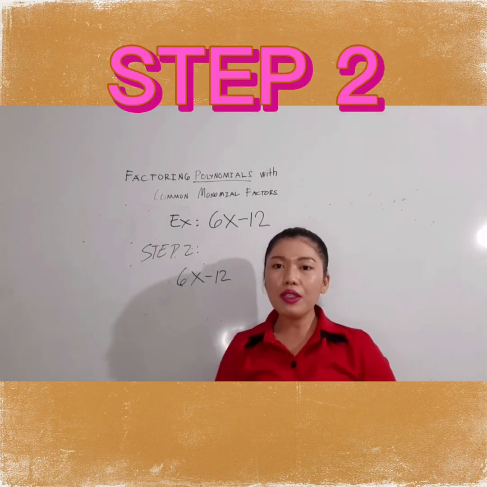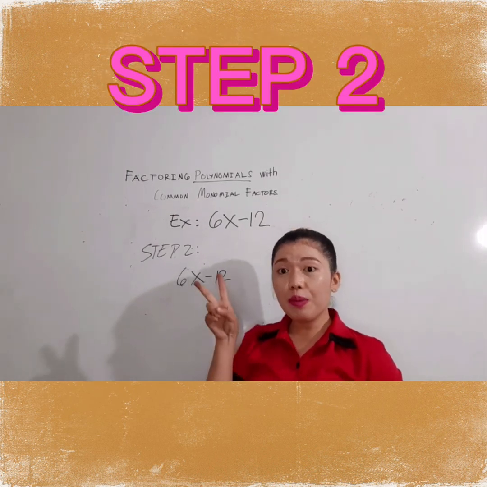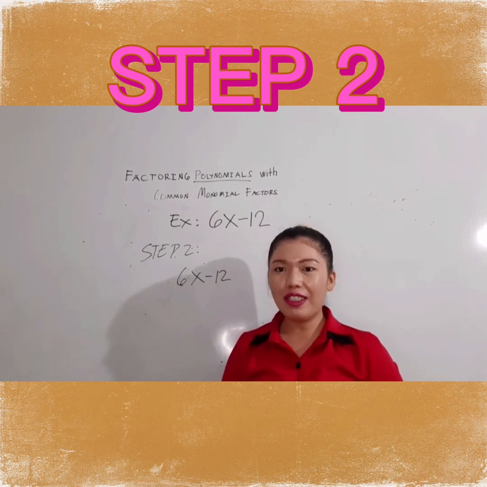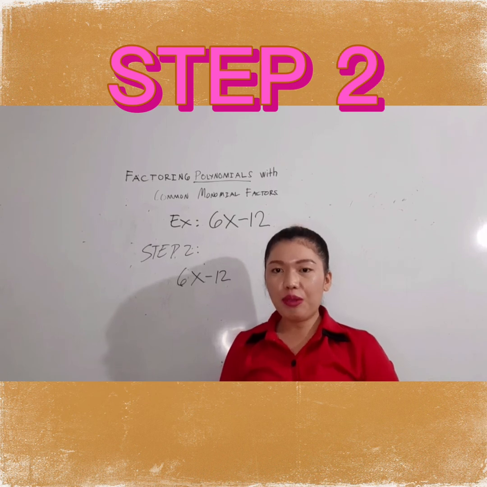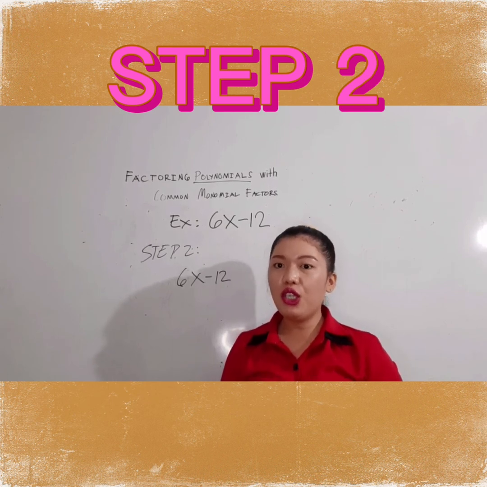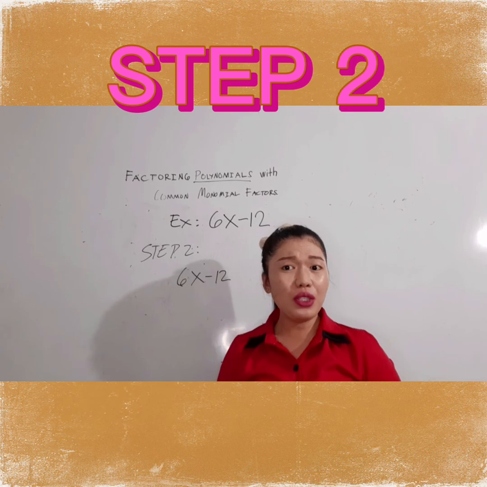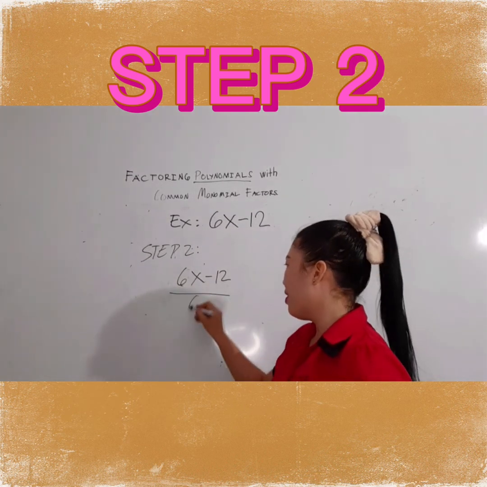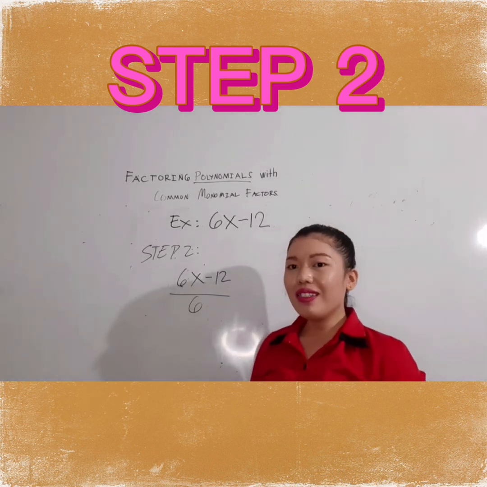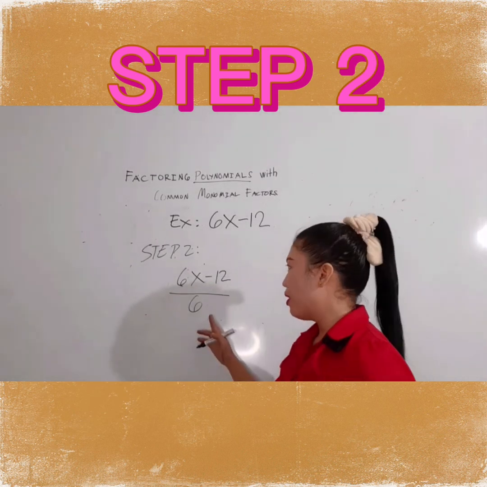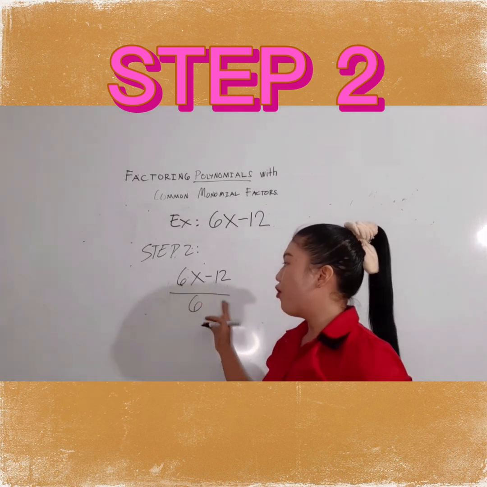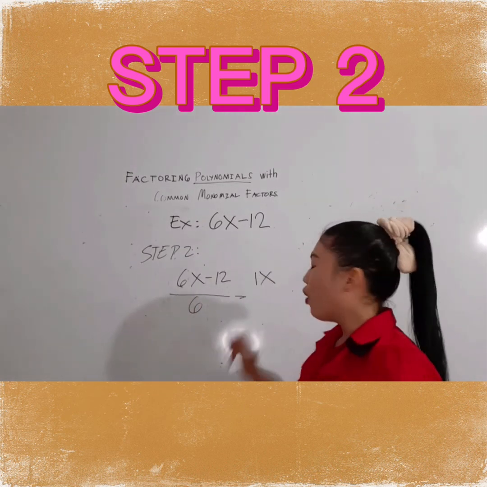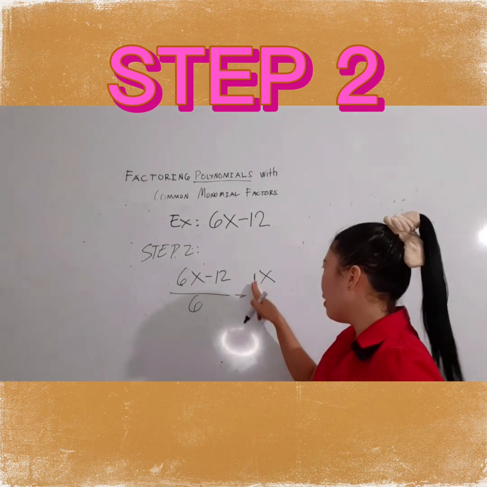Let's proceed to our step 2. What is our step 2? Yes, very good. Divide. Divide each term in the polynomial by its GCF. By the way, what is our GCF? Yes, that is 6. So we will divide 6x minus 12 by 6. 6x divided by 6 is 1x, or simply write x.